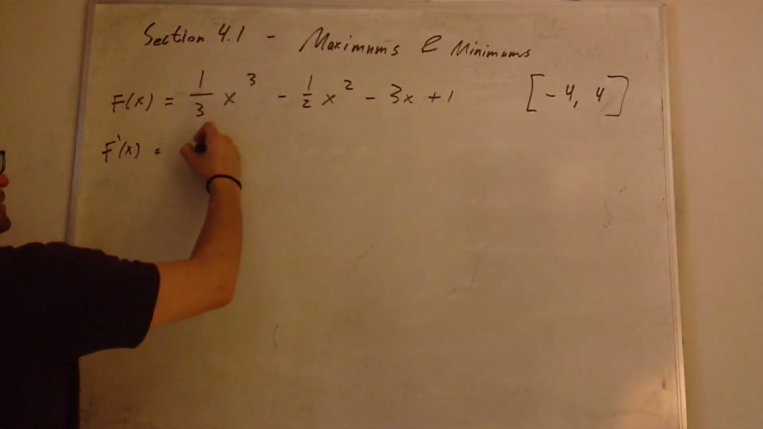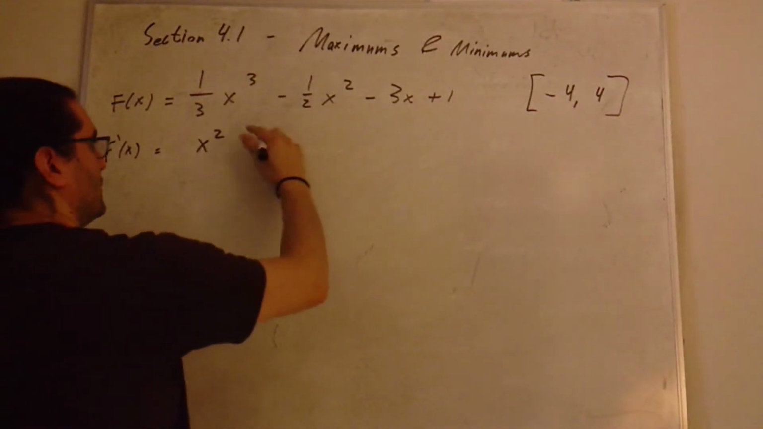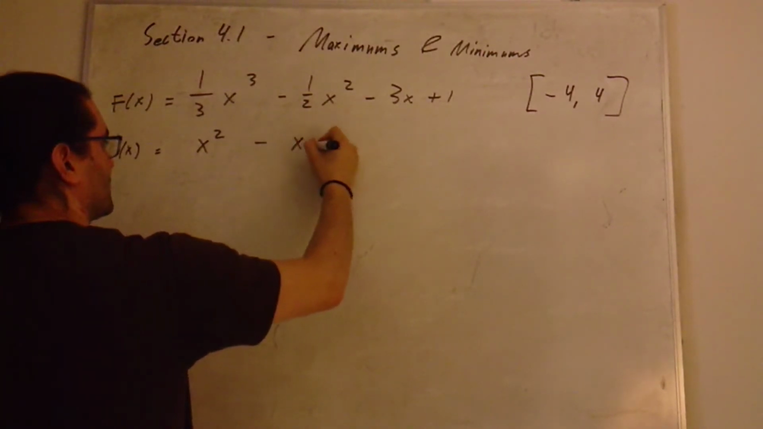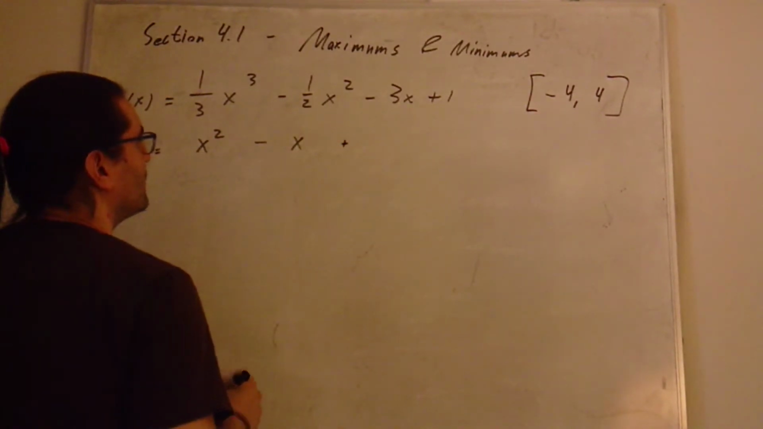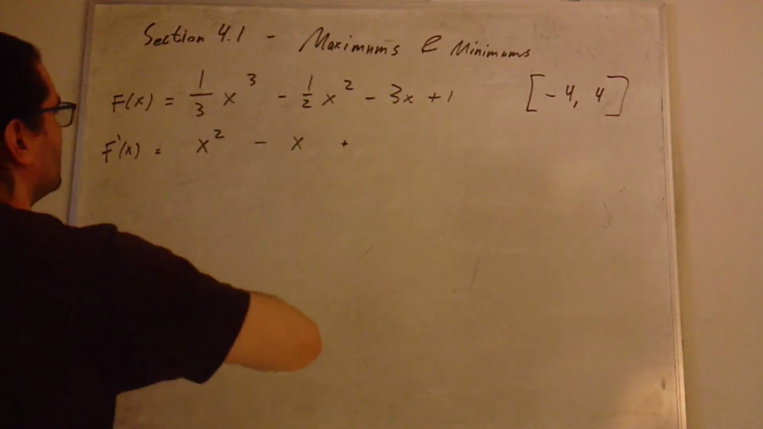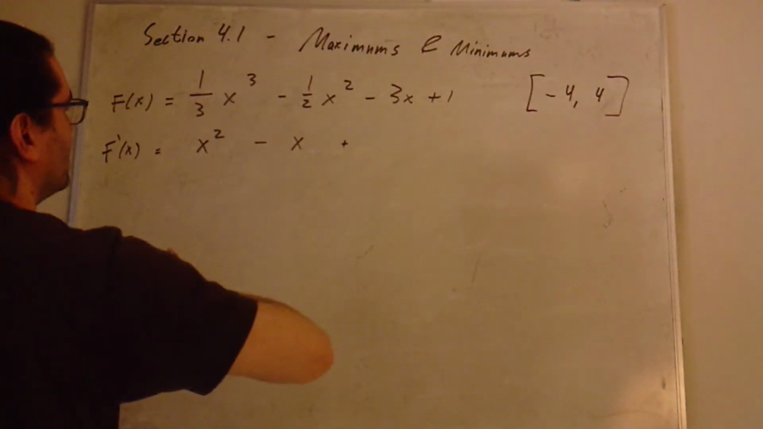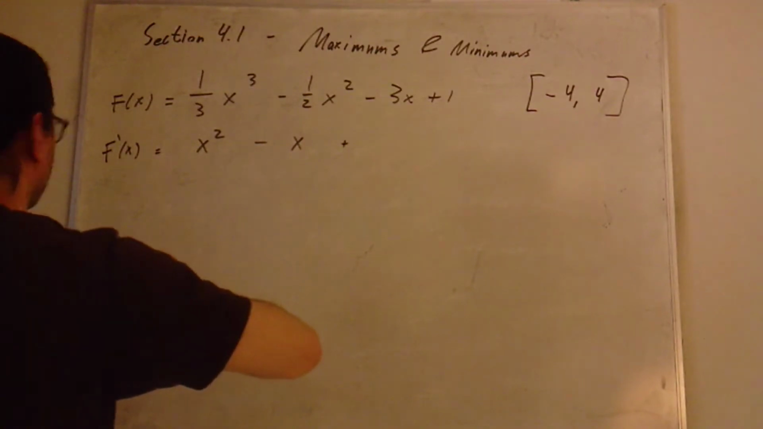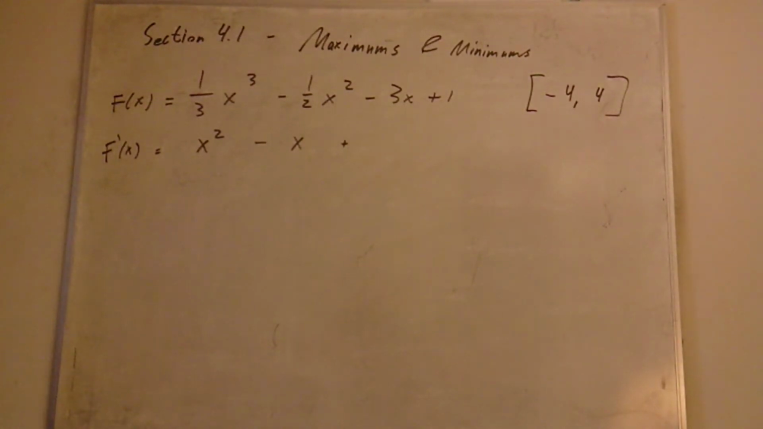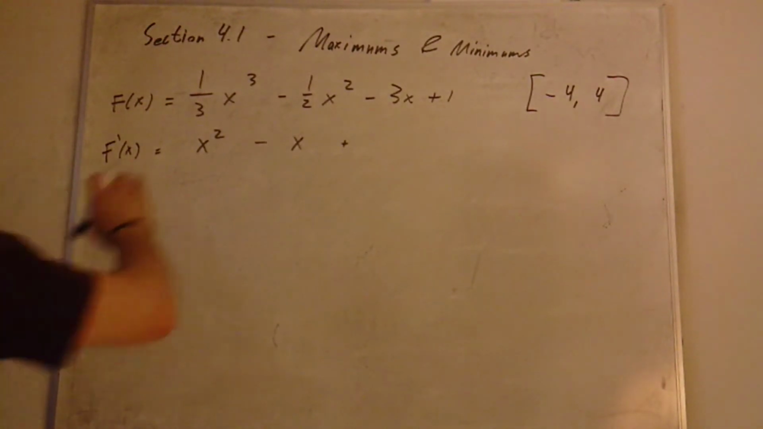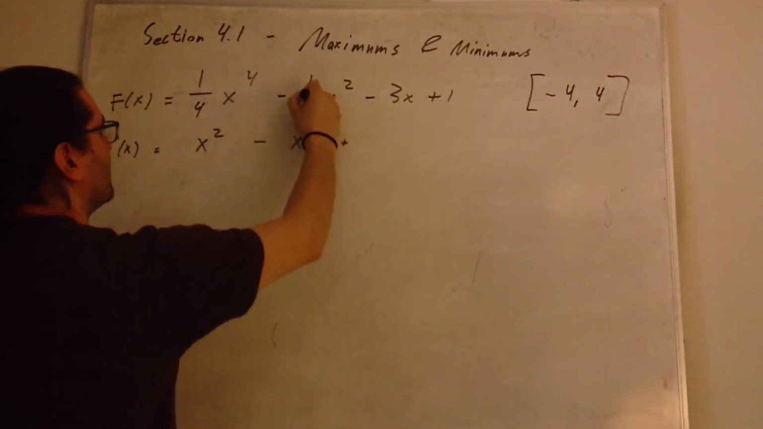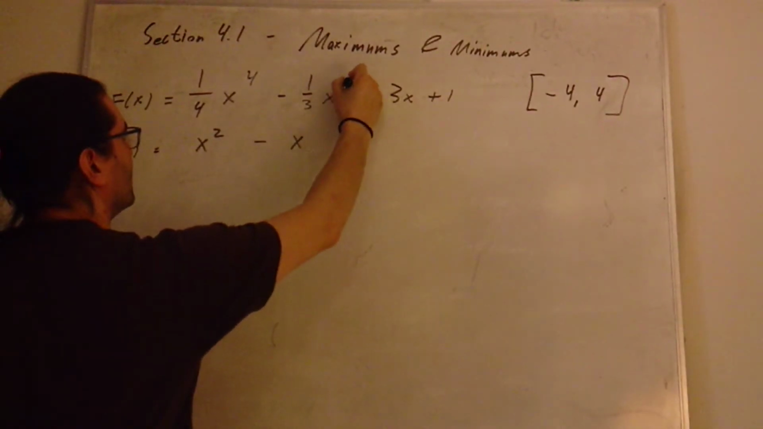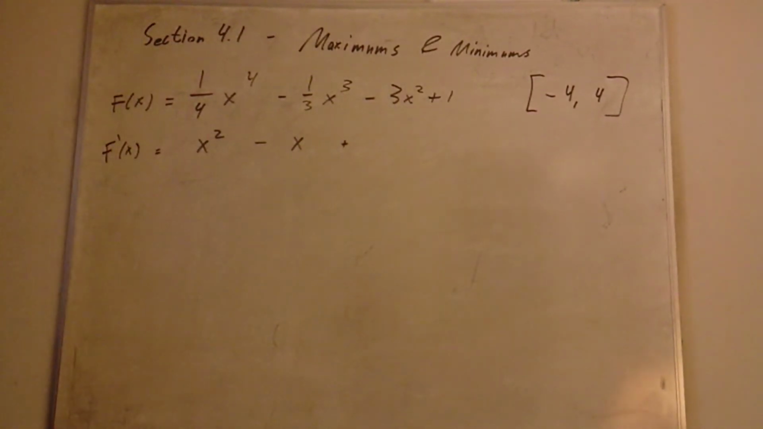Derivative here should be x squared minus x. Oh, I did this wrong. Did I? Stand by for one moment. I did this wrong. There we go. This is better.